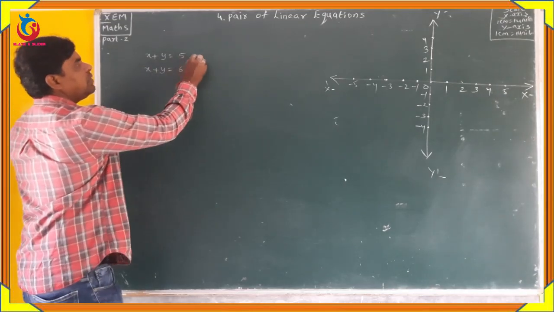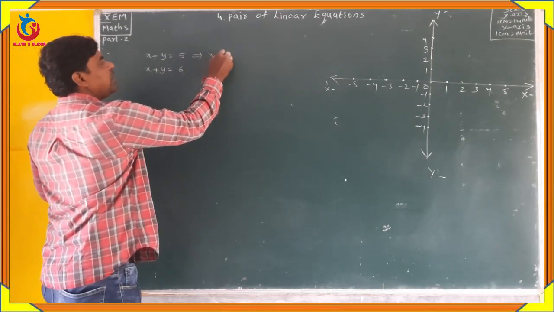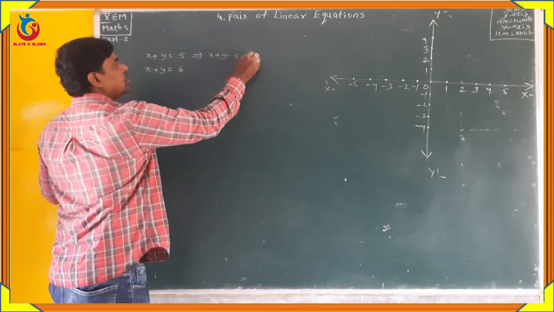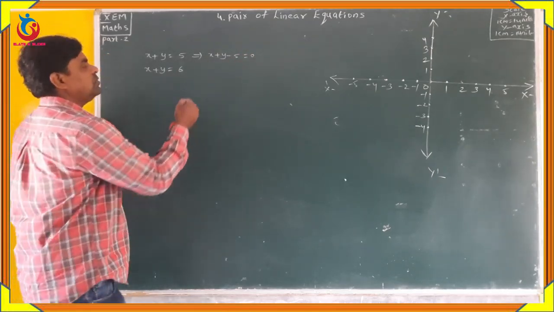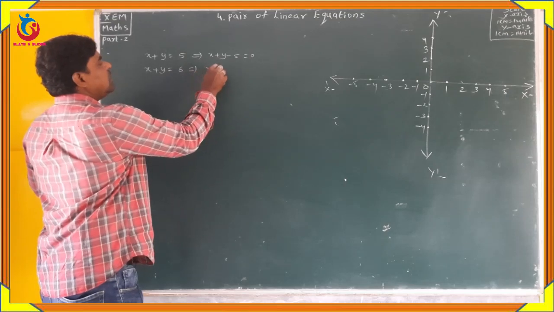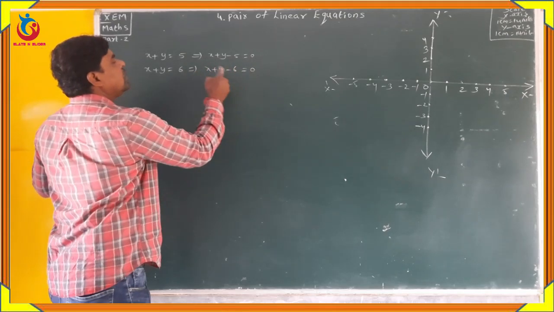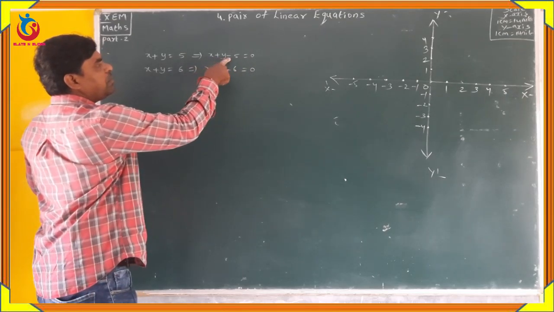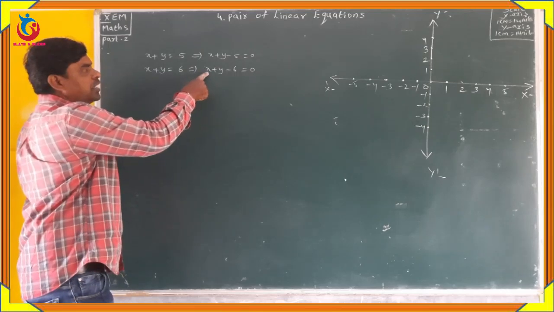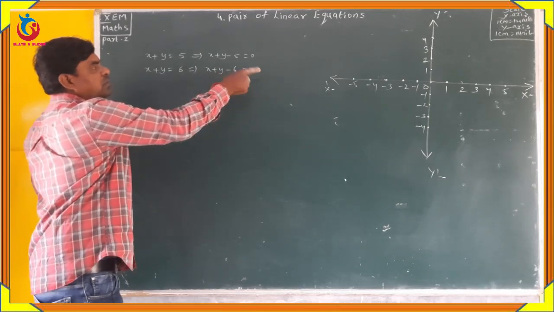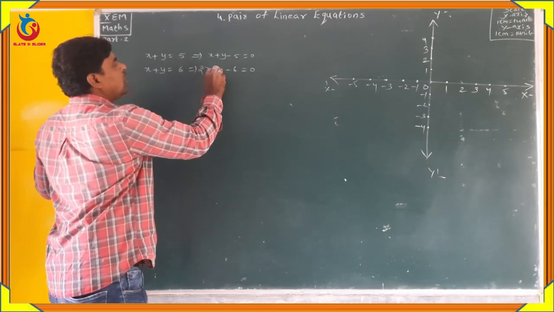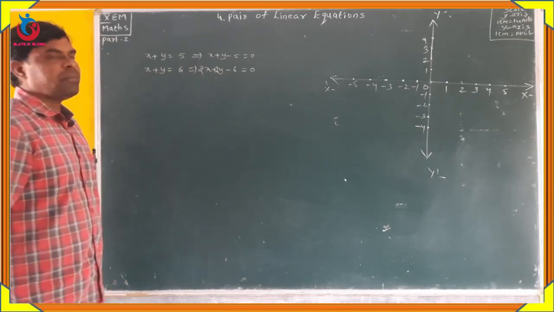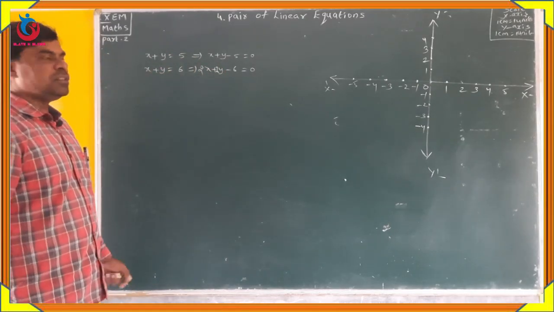So we will convert this equation to the form ax plus by plus c is equal to 0. Always take 0 on the right side of the equal sign. So this one is x plus y minus 5 is equal to 0. Here it is a1x plus b1y plus c1 is equal to 0, and this is a2x plus b2y plus c2 is equal to 0. Or I would like to take 2x plus 2y minus 6 is equal to 0.